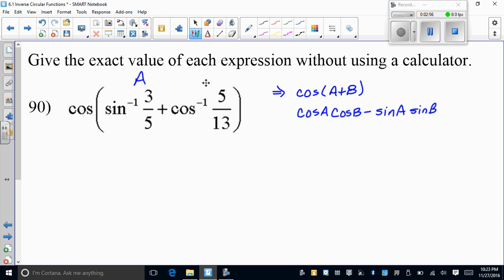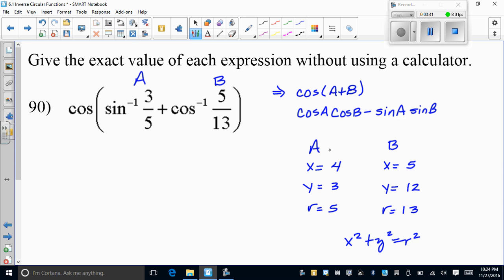So for angle A, our x, y, and r values: y is 3 and r is 5. And this is going to be a 3, 4, 5 triangle, so x is going to be 4. And B, x, y, r: r is 13, cosine is x, so that's 5. And if you remember your Pythagorean triples, this is a 5, 12, 13. Now you can use x squared plus y squared equals r squared if you must to find these values.